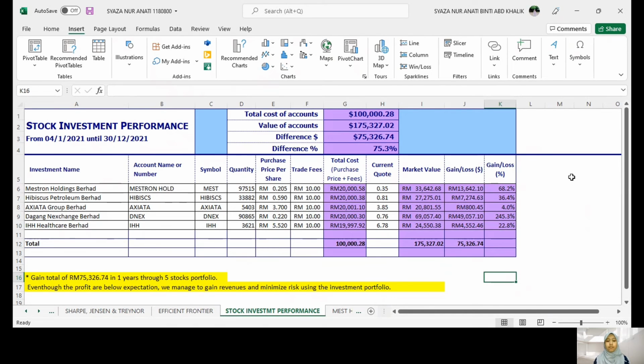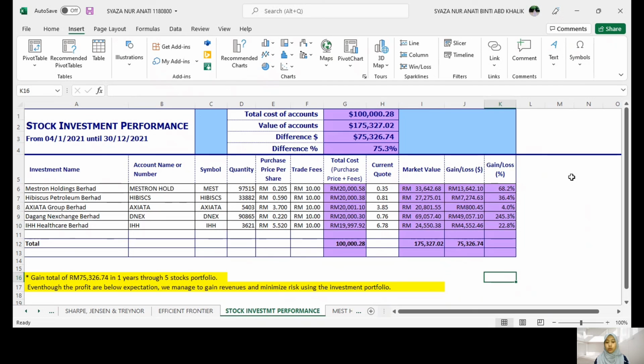Last but not least is the stock investment performance. Within 1 year of investment period, which is 4 January 2021 until 30 December 2021, I have managed to gain 75,326.74 ringgit Malaysia through the five stocks portfolio. It shows that there is a 75.3% positive return from my investment. The highest return is derived from Dagang Nexchange Berhad, where the total gain is about 49,057 ringgit and 10 cents. Moreover, the lowest gain is derived from the Axiata company, which is 845 ringgit from the investment.